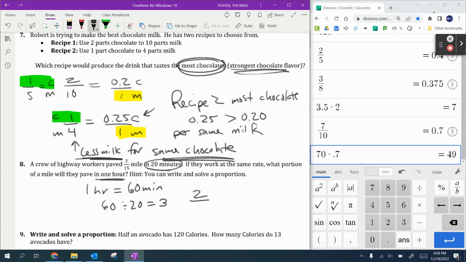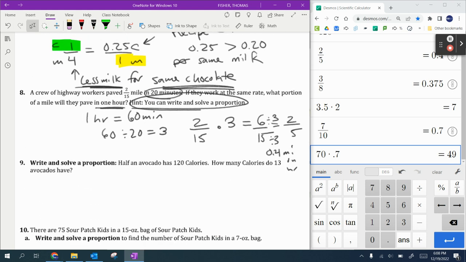So all we need to do is do 2/15 times 3, and you get 6/15. Okay, if you want to simplify that, you would divide both by 3. You could write this as 2/5 or 0.4 of a mile in an hour. It doesn't ask you to do all that, but this is totally fine. You can also use a proportion, but you don't really need to. You can just kind of scale this one up.